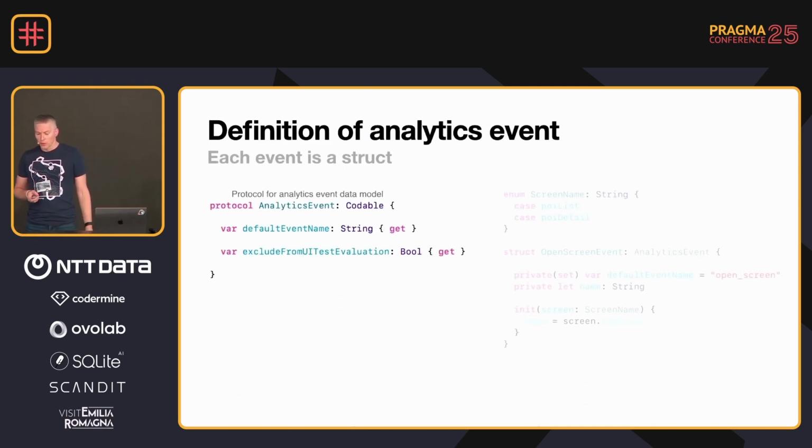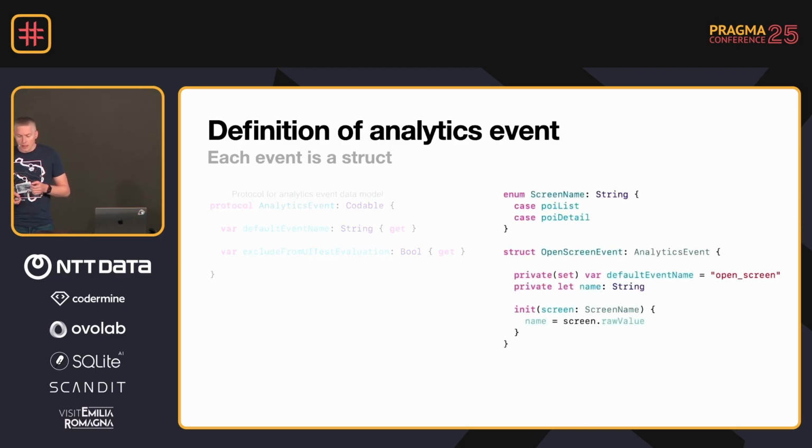Let's go to the definition of analytics event. We have a very simple protocol, which again has to be super flexible because we don't know how many parameters each event will have and how many of them are optional types and so on. We only know that each event will probably have a name. And on the right side, there's an example of one event. You see that it's a structure, and we will create a structure for each event to ensure that we're not messing things up. It has a name and also a parameter which is passed to the initializer as an enumerator, also to ensure that we don't make some stupid typo in the screen name.